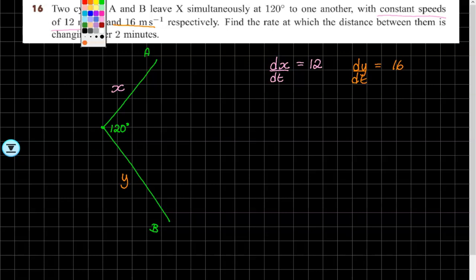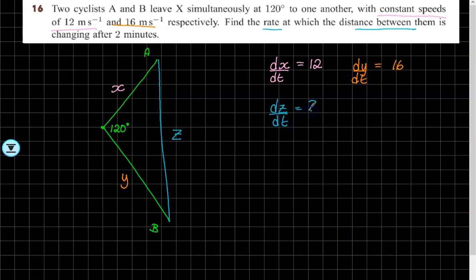We read on. Find the rate at which the distance between them is changing. So what's the distance between them? Oh, AB. What are we going to call that? Okay, he says Z. That's a lot. I'm getting a bit worried. That's a lot of letters. But we embrace our worry and we just keep on going.